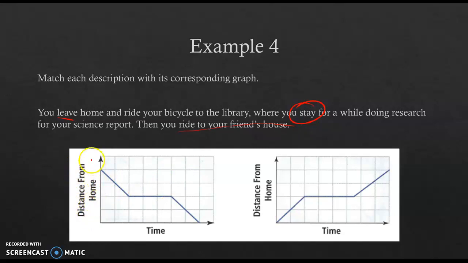Our y value is our distance from home. So we are leaving home. That's key. Whereas this first one tells us we are leaving somewhere away from home, right? Because home is 0. And so just in that moment, right there, we leave home, we know that our answer is graph B, or the second one, whatever you want to call it. But then when we think about it, we left home, we rode to the library, we stayed at the library doing research, and then we rode to a friend's house. So we can also double check our graph as we go.